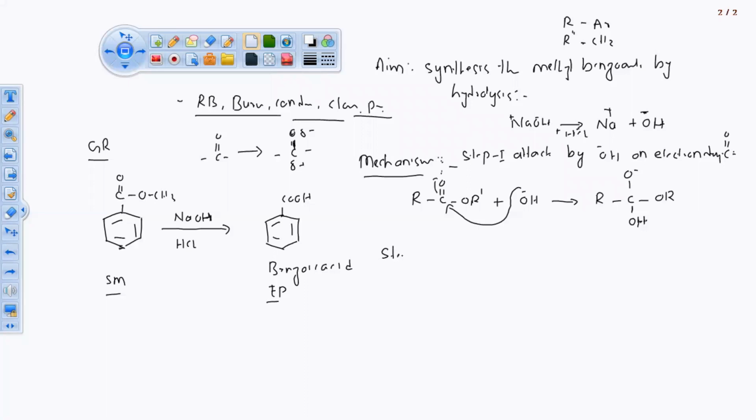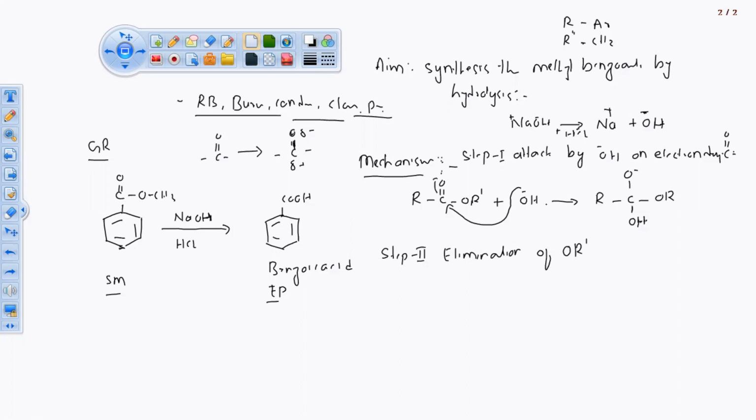In step 2, what will happen in step 2 of the reaction process? Elimination of OR. So our aim is to synthesize benzoic acid. Keeping that in mind, we have added the catalyst. After step 1, the next step is elimination. What are we eliminating? Elimination of OR dash. So this OR has to get eliminated from the reaction condition. So how will it get eliminated?